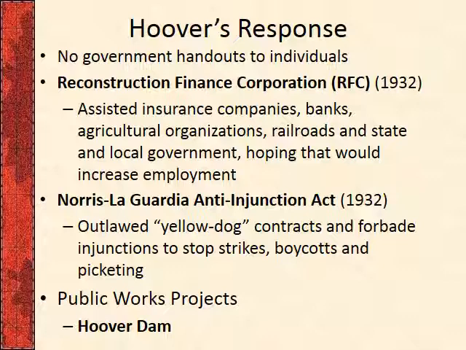And so the government sets up the Reconstruction Finance Corporation, the RFC, in 1932. It basically provided loans, government loans, to insurance companies, banks, agricultural organizations, railroads, and state and local governments. This is basically a government bailout. Obama did the exact same thing in 2008, and yet it doesn't work in 1932.